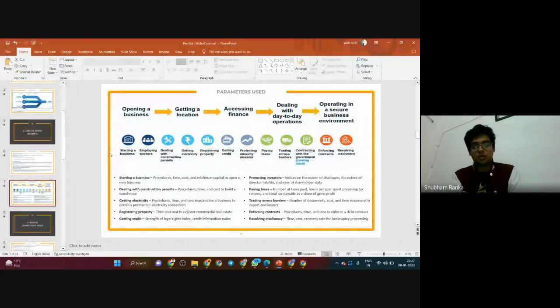Again, when you are getting permits, getting contracts, and closing down your businesses, how easy it is, how easy documentation is, ki kitne kam number of documents are required, and what is the cost for this particular thing. That is again calculated in this particular metric. So that is all about ease of doing business.